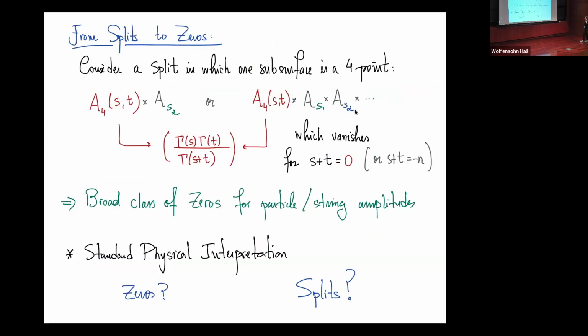Now, going from these splits to zeros is extremely simple. All that we need to do is consider a split pattern for which one of the subfactors is a 4-point amplitude, because in this case, we know exactly what the amplitude looks like, and we can check that it vanishes each time s plus t is equal to 0, or more generally, any negative integer. Following this procedure, we can construct a broad class of zeros for both particle and string amplitudes.